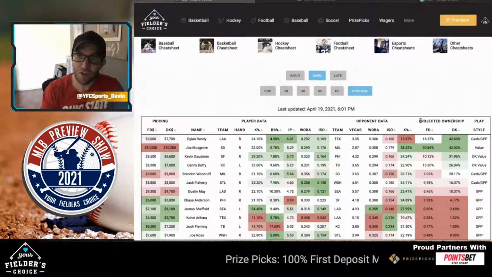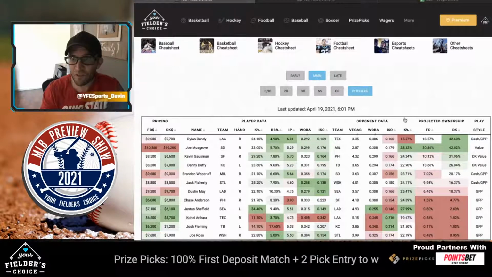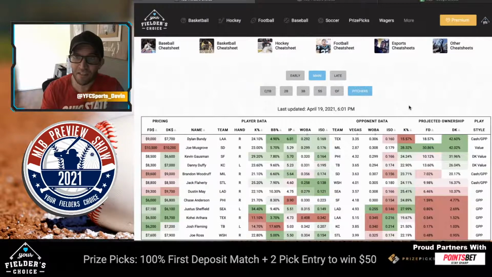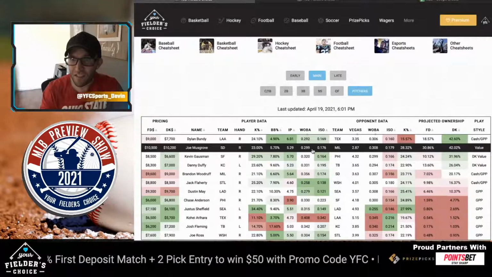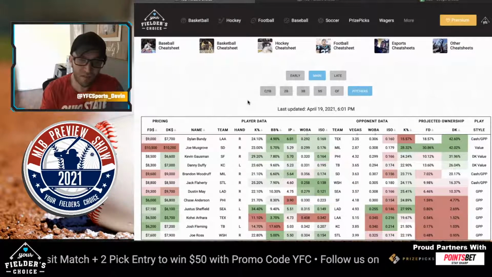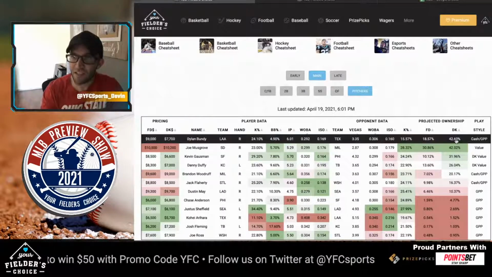But like a Joe Musgrove tonight, Milwaukee has a really big K rate against. He's got solid stats here. You can see his numbers are really good. So he's going to be chalky, and for a good reason. So what we're looking for in cash games is nailing that chalk.